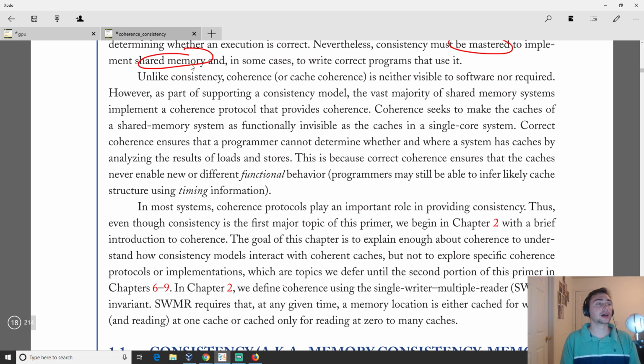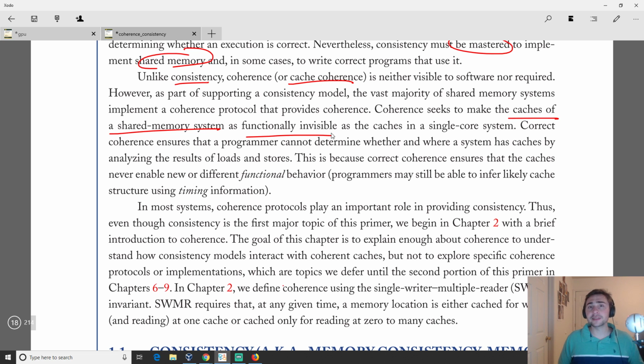But what about coherence? So unlike consistency, coherence, generally referred to as cache coherence, is something that's completely invisible to software. And it's not even required. And the reason why it's not required is because you can have a system that doesn't have any caches. If you don't have any caches, you of course don't need cache coherence. So what does it actually seek to do? It really seeks to make the caches of a shared memory system seem functionally invisible.